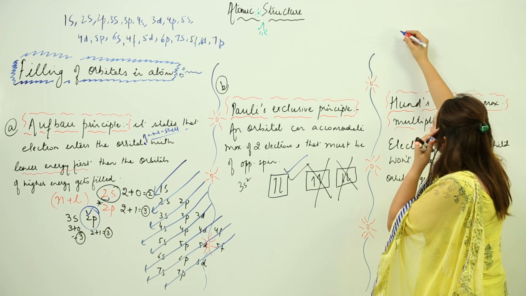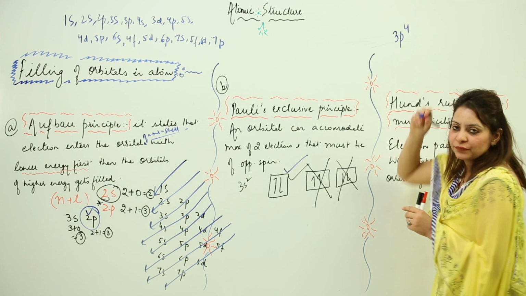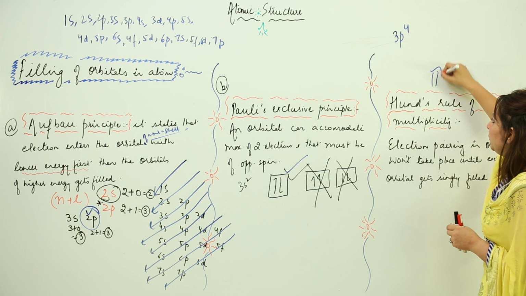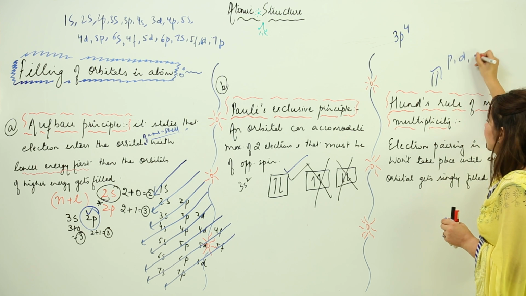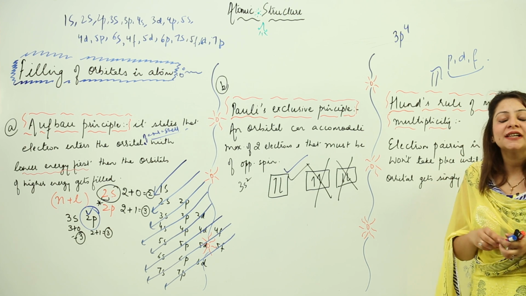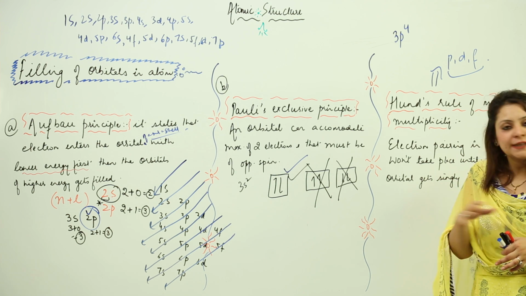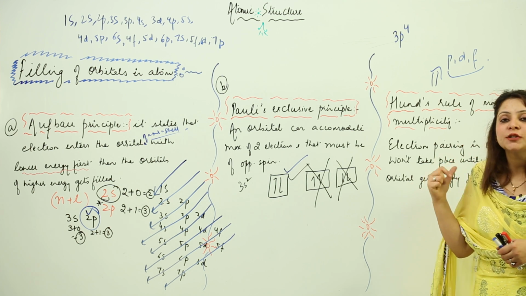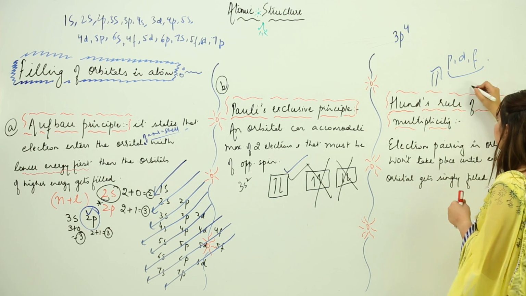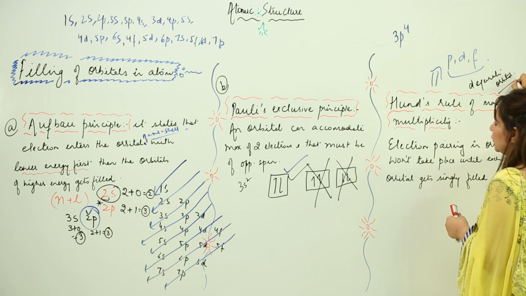See, if I tell you that I have 3p4, and one more thing keep in mind, Hund's rule of maximum multiplicity is applicable only for p, d and f orbitals, because p, d, f orbitals are actually degenerate orbitals. They have orbitals and their orbitals are of same energy. So this rule is being followed only for the degenerate orbitals, that means orbitals with same energy.